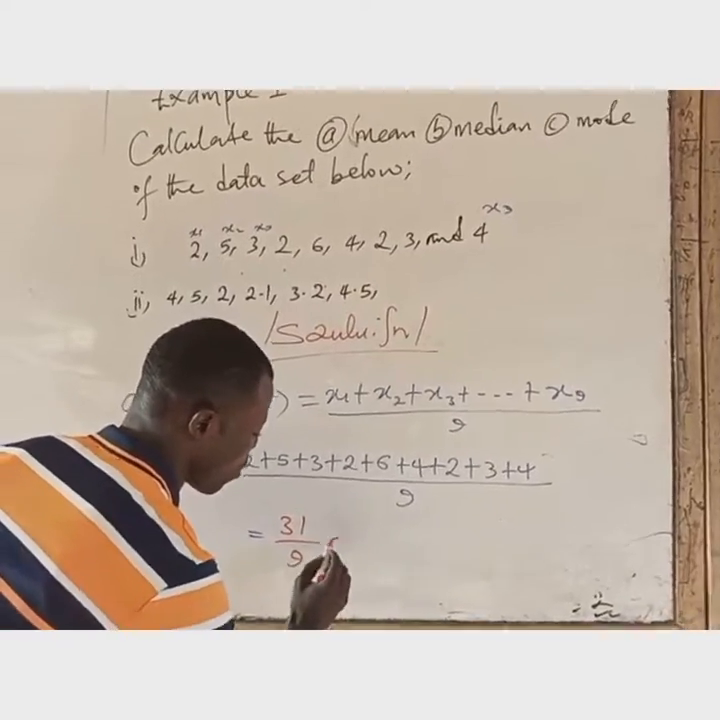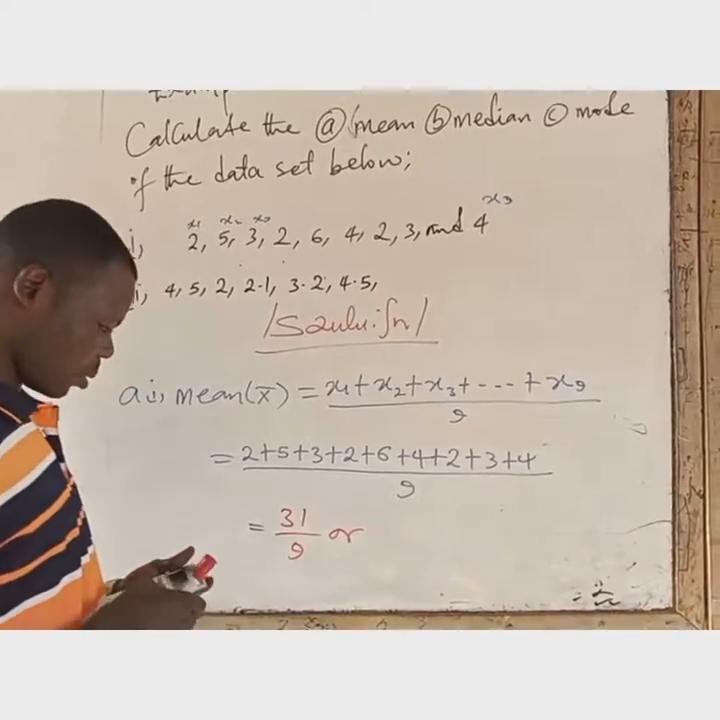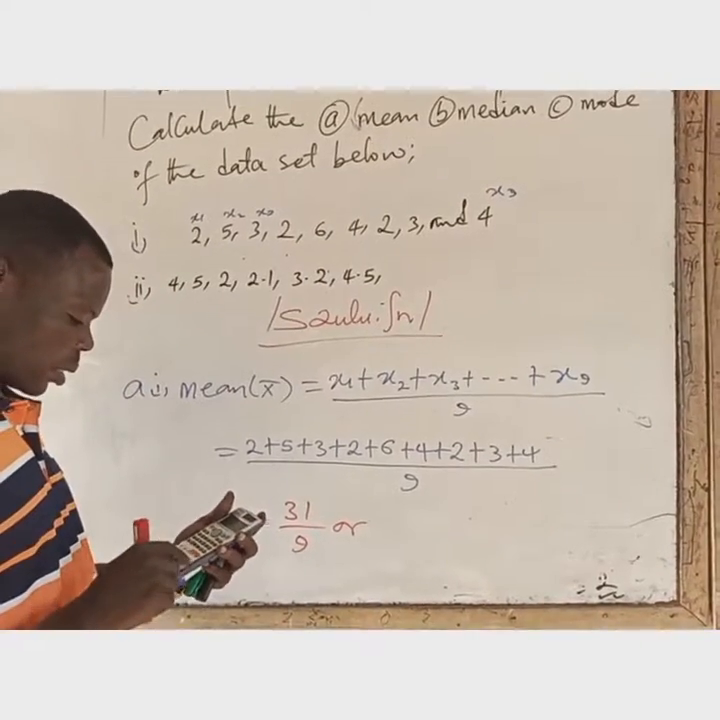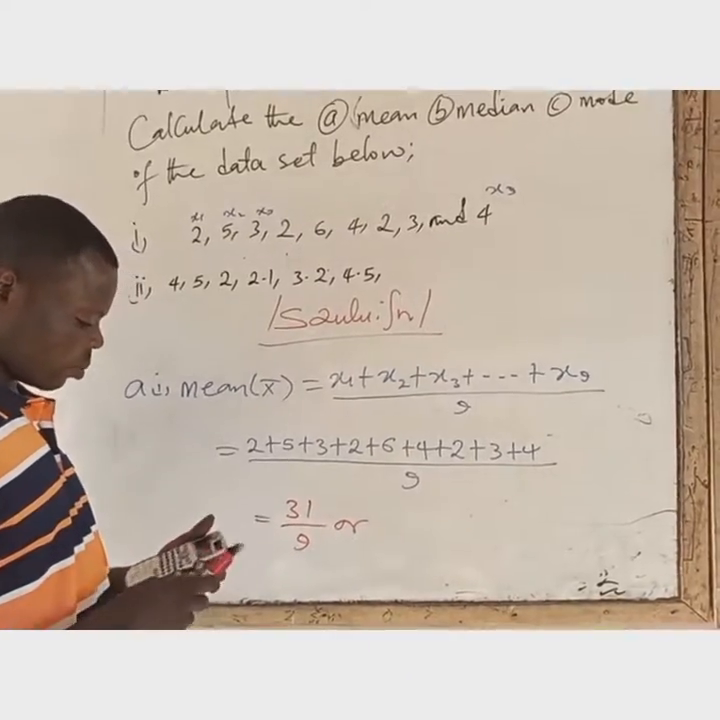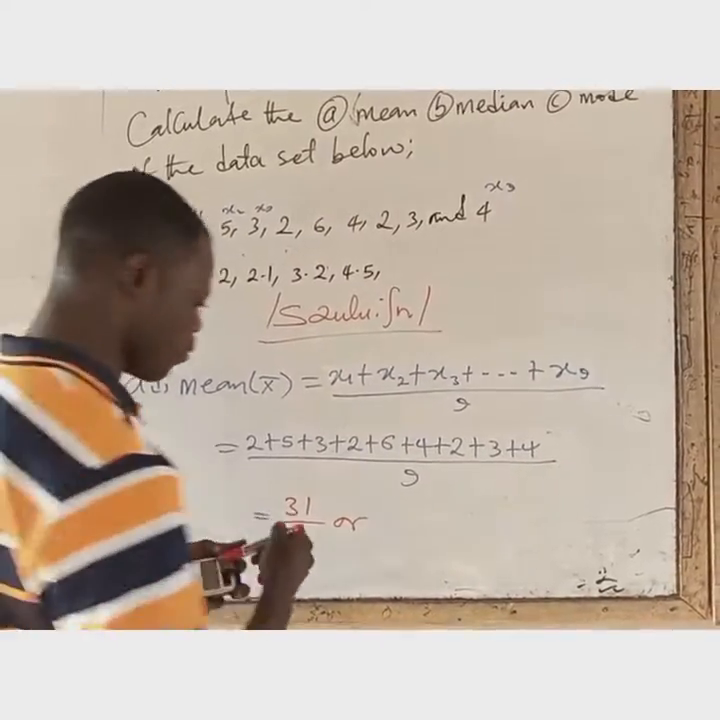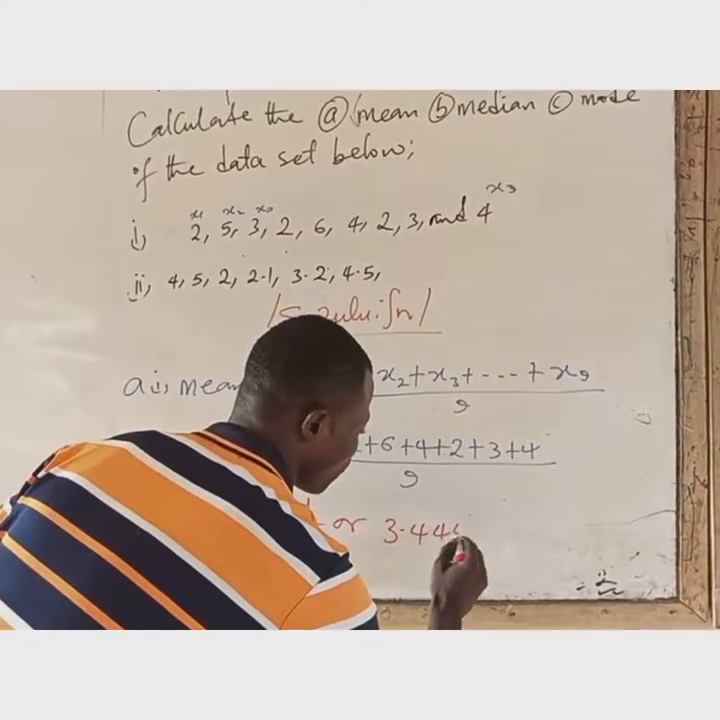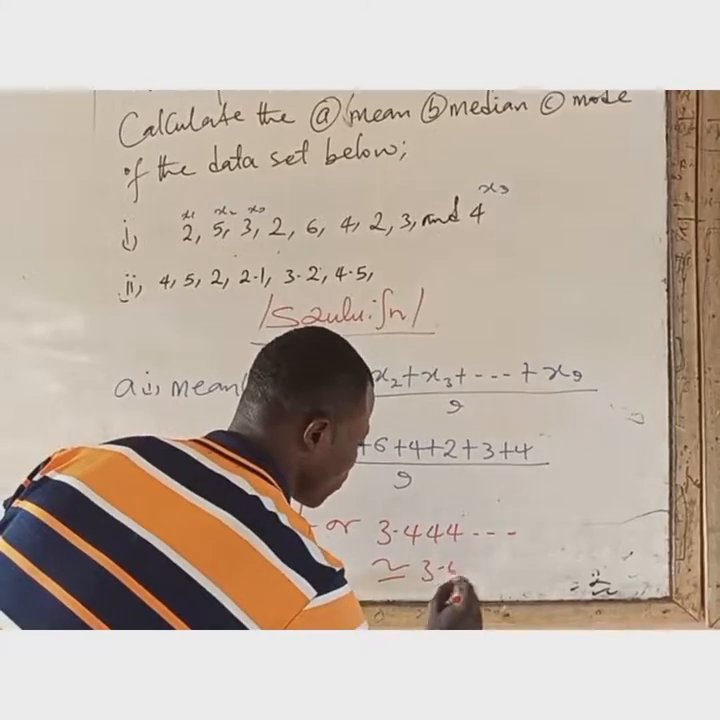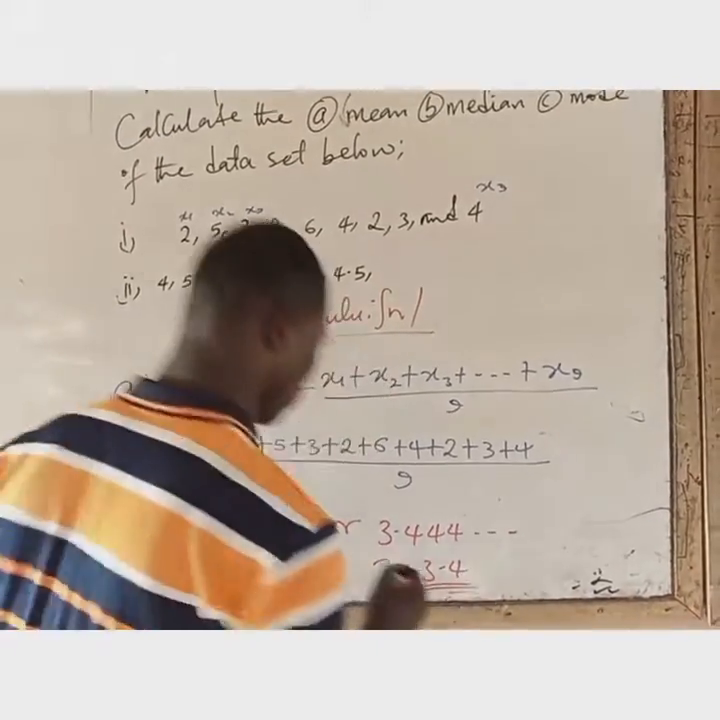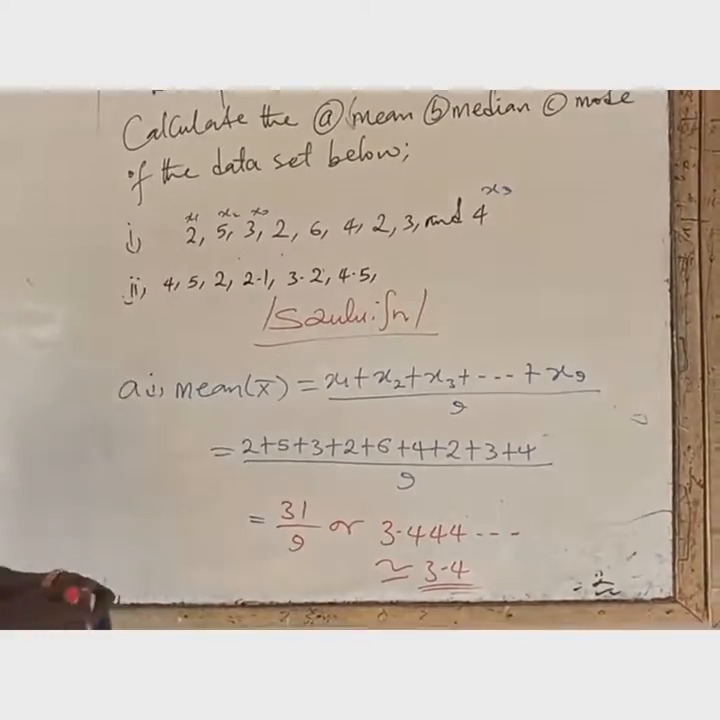Or we can put it in decimal form, which is 31 divided by 9, which is 3.44444. So we can approximate it to 3.4. So this is our mean for the first question.